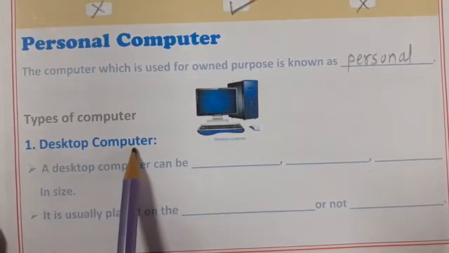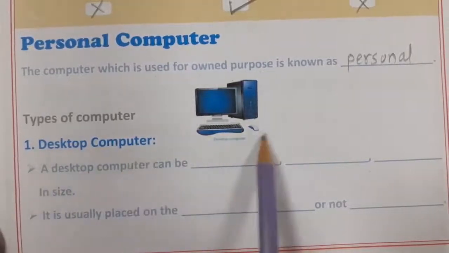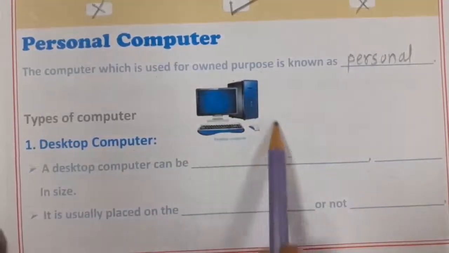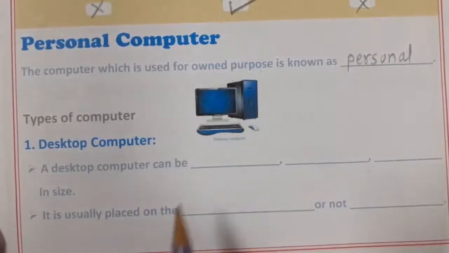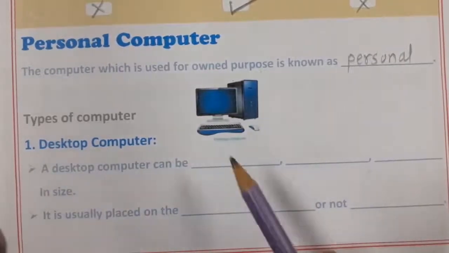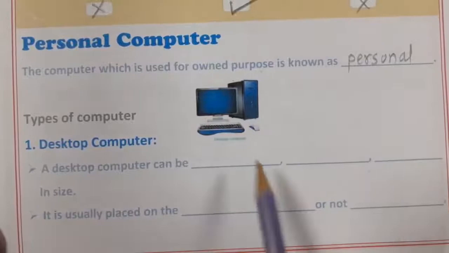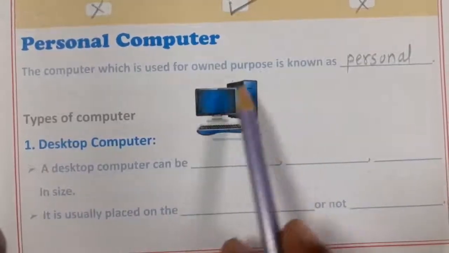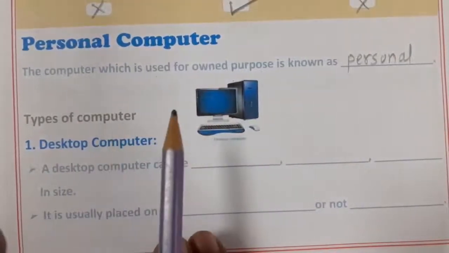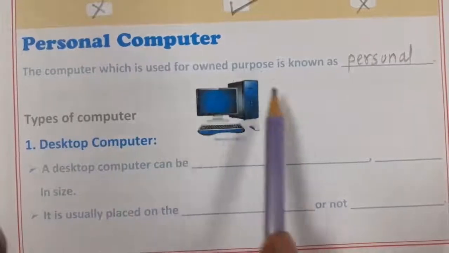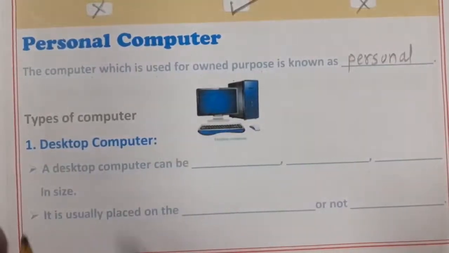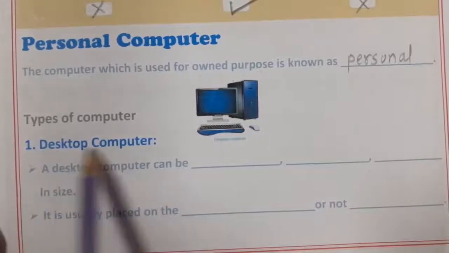First is desktop computer. It is also called a desktop computer. Why is it desktop? Because it is placed on the desk. This computer is placed on the desk, on the table. That's why this computer is called a desktop computer. Understand? Very good.